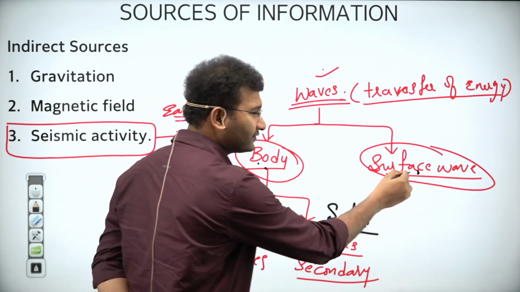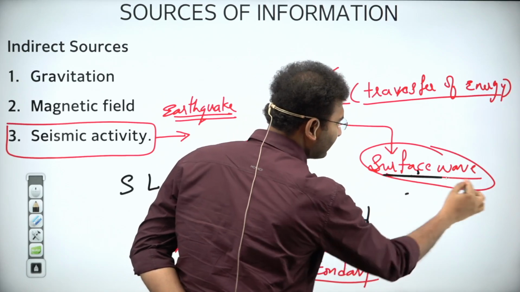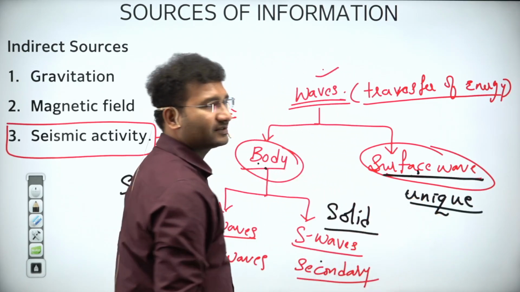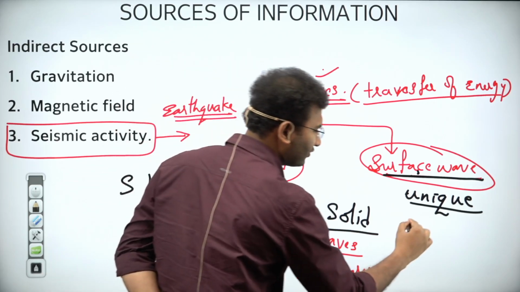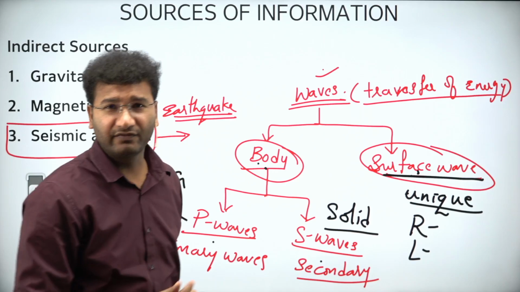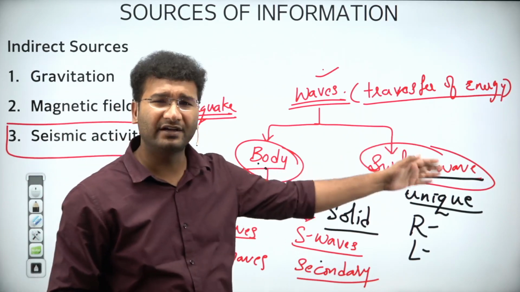Now surface waves, these are very unique waves. I'll talk about the surface waves. The types of surface waves are also called R waves and L waves. R is Rayleigh waves, L is Love waves. These are also very dangerous.